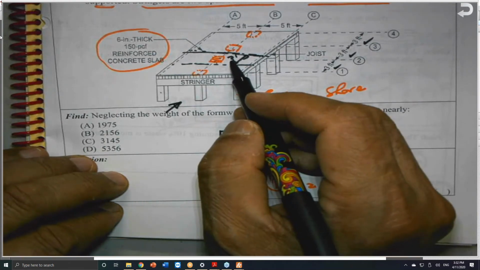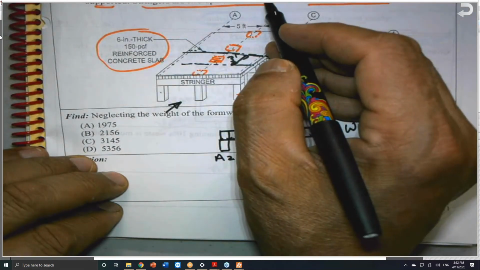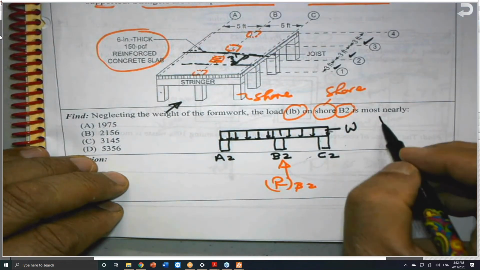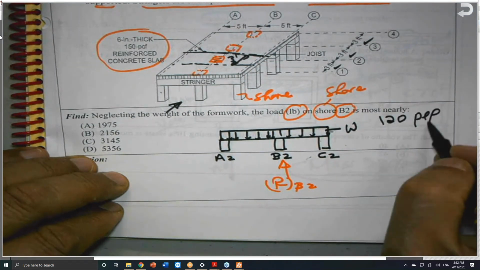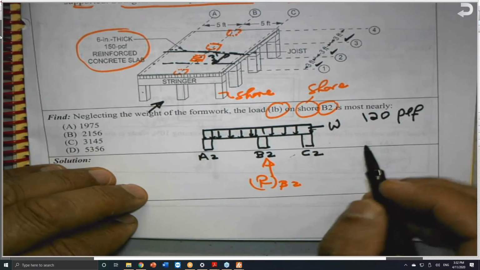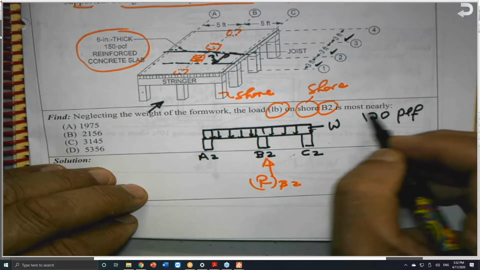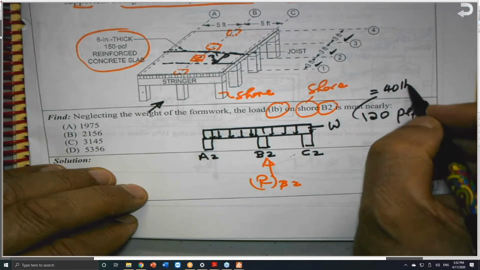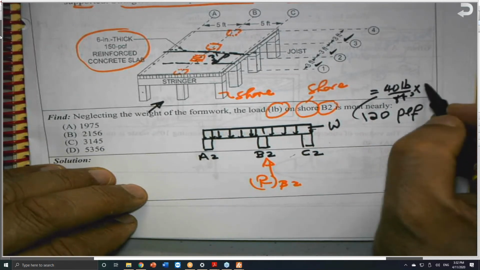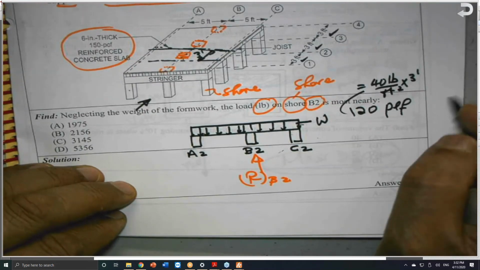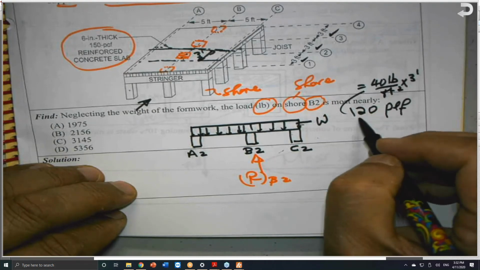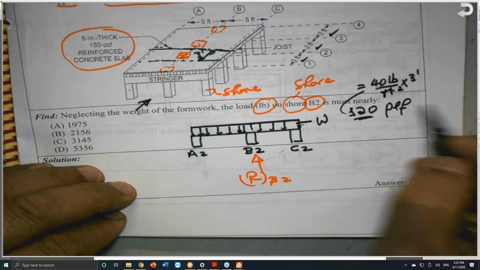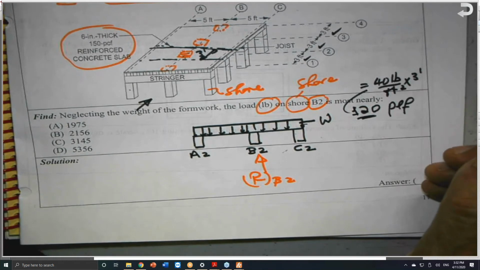So 3 feet times 40 pounds per square foot will give me 120 PLF. The 120 is 40 pounds per square foot times 3 feet, so 120 pounds per linear foot.